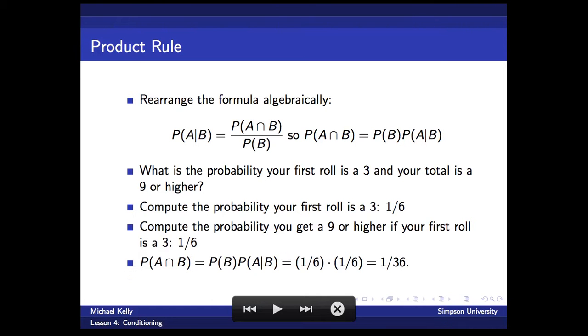Therefore, the probability of rolling a 3 on our first roll and getting a 9 or higher is the probability that we roll a 3 times the probability that we roll a 9 or higher knowing that our first roll is a 3, which is 1/6 times 1/6, or 1 over 36. And again, if you go back a few seconds, you'll see that the probability of rolling a 3 and a 9 or higher was computed to be 1 over 36.